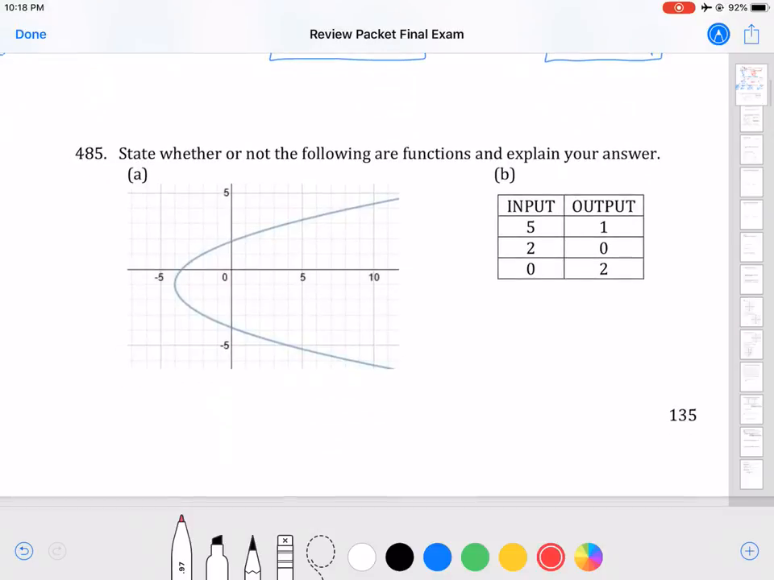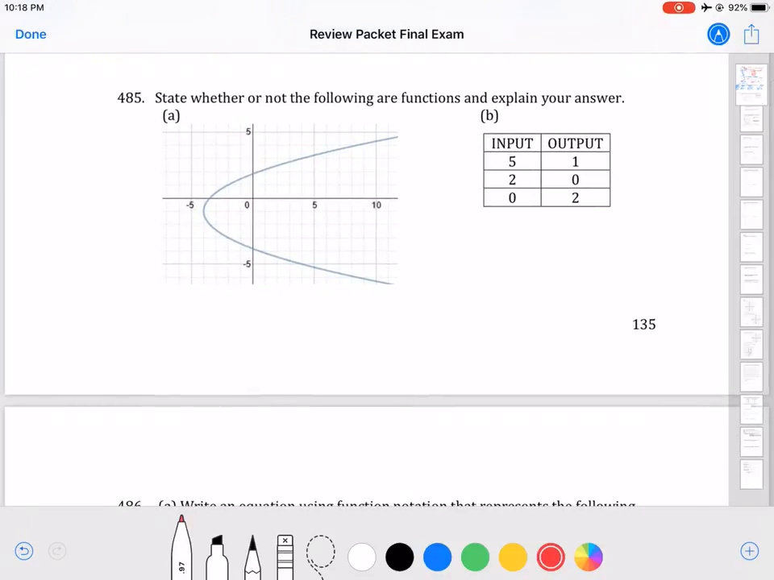All right, moving right along, 485. State whether or not the following are functions and explain your answer. Make sure you do not skip out on that explain. It counts as points. So for part A, I have a graph.